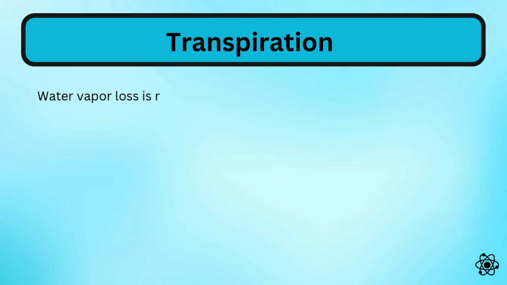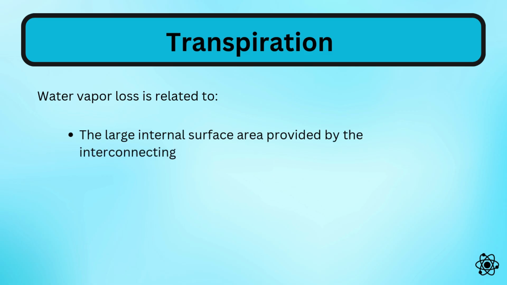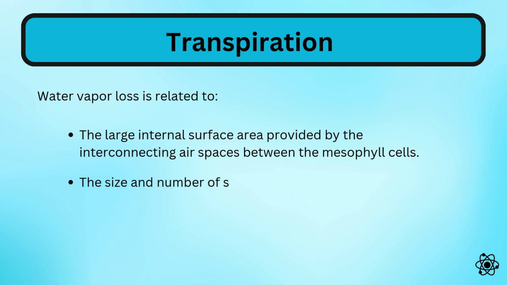Water vapor loss is related to two things: the large internal surface area provided by the interconnecting air spaces between the mesophyll cells, and the size and number of stomata.